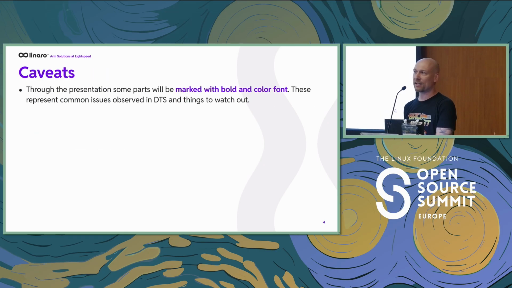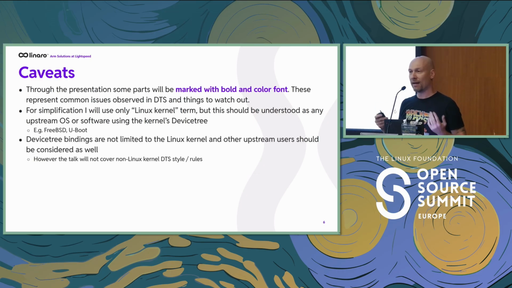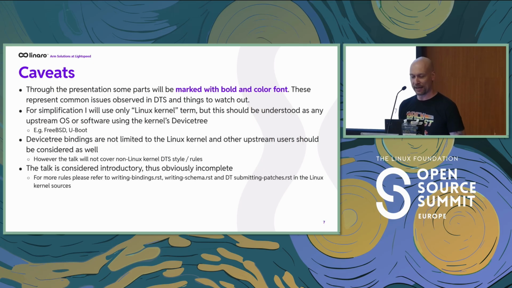So this is a practical presentation. I also marked some things here with a bold and fancy color, and these are common things which we see on the mailing list, so things to watch out for. Devicetree is used by multiple different operating systems and users, like U-Boot, the bootloader. During the presentation, I focus on the kernel. I use the term Linux kernel, but it can be understood in a broader context. However, when we speak about coding style, or how exactly we enforce some rules, I work in the Linux kernel, so these are the Linux kernel coding styles.